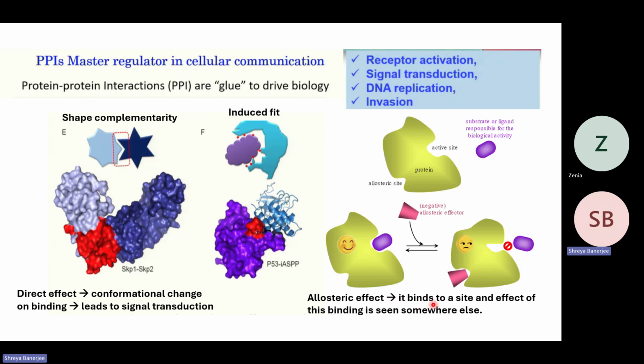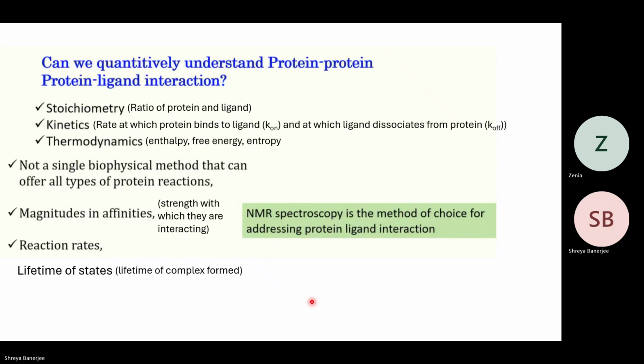So the allosteric effect is basically the binding to a site, and the effect of this binding is seen in another site. In this particular case, it's a negative effect. The binding of the allosteric effector is preventing the binding of the original ligand. Sometimes it can even be a positive effect, where this kind of binding is improving the binding of the original protein ligand. So this is called the allosteric effect.